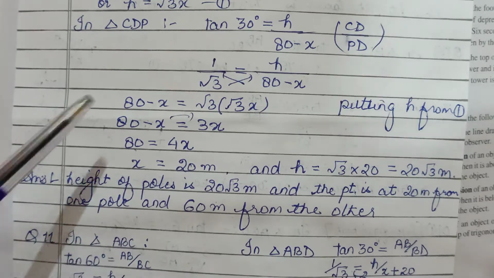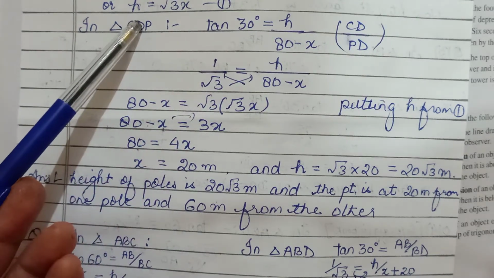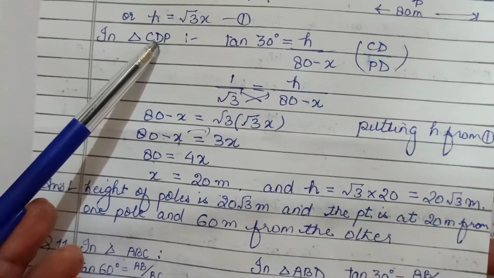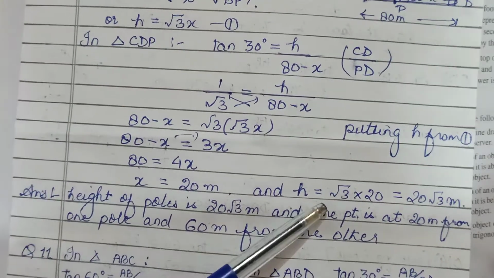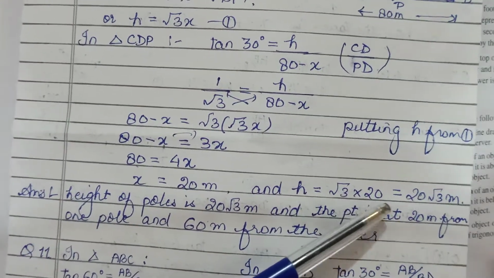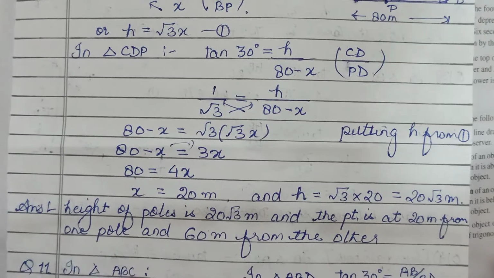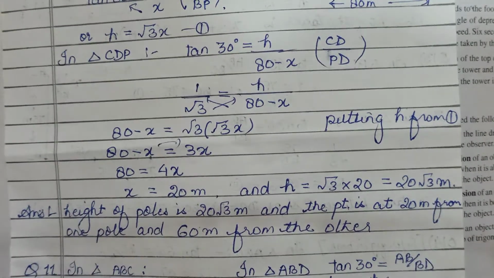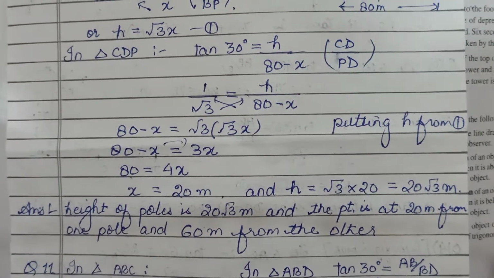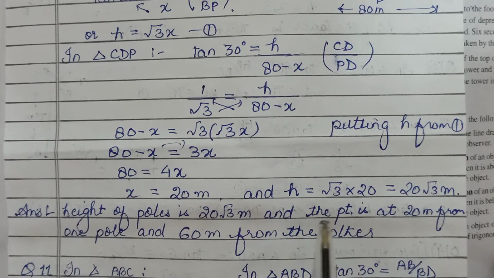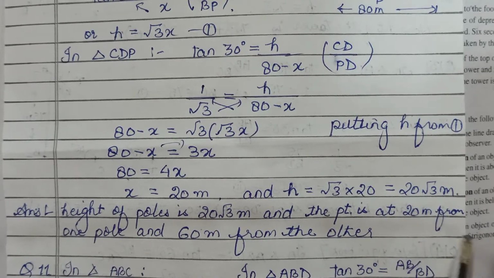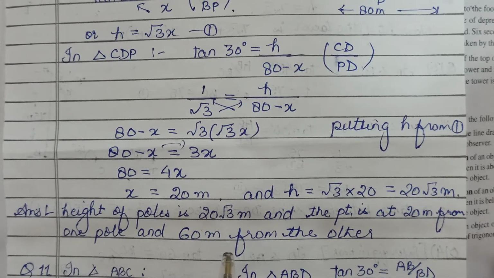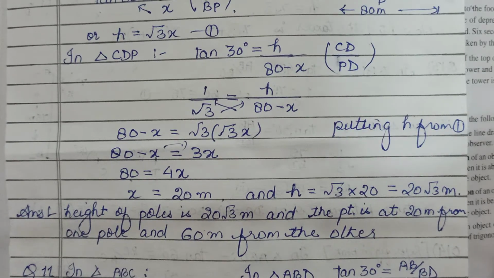And we also had to find the height, so we had made an expression here that h is equal to root 3 into x. So root 3 into x, where x is 20. So h comes out to be 20 root 3. Okay. Hence we would say that the height of the pole is coming out to be 20 root 3, and the point is at a distance of 20 meters from one pole and at a distance of 30 meters from the other pole.